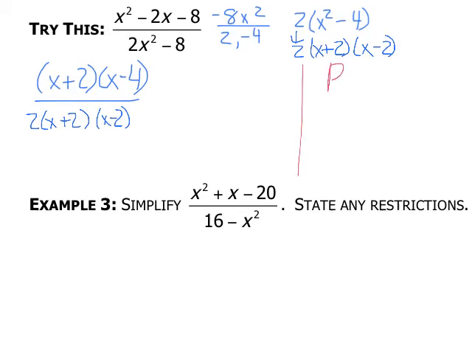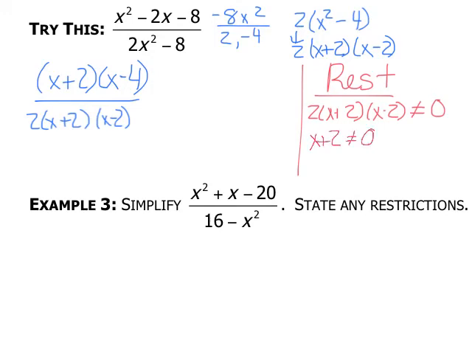And remember, whatever is on the bottom, so 2, x plus 2, x minus 2, cannot be 0. This first piece out here, 2, is never going to be 0, so I'm not worried about it. But x plus 2 is not allowed to be 0, and x minus 2 is not allowed to be 0. So solve both of those. Subtract 2 from both sides, x is not negative 2. Add 2 to both sides, x is not positive 2. So there are my restrictions.